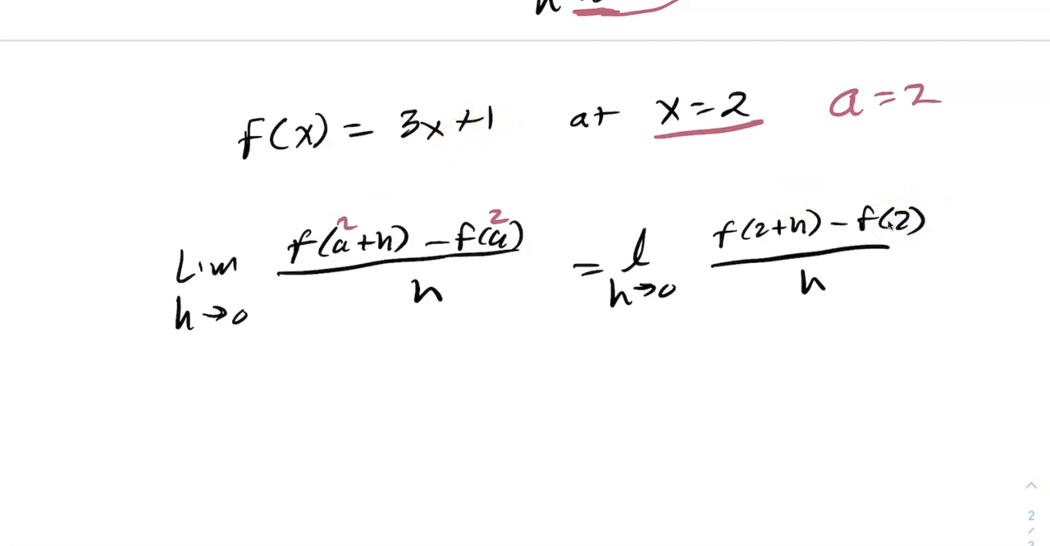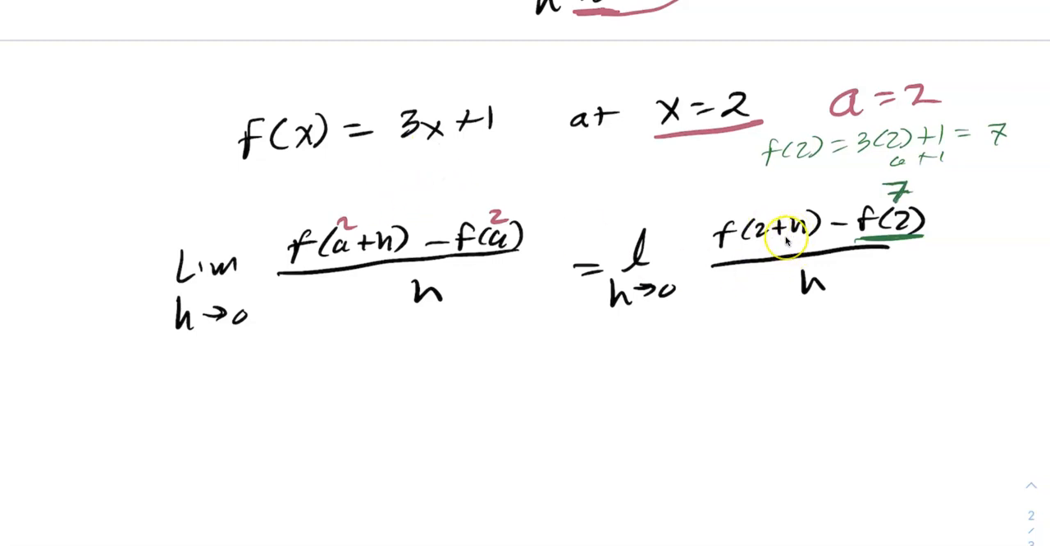So like here, f of 2. Where do I get f of 2 at? Remember, that's just the value of f at 2. I substitute 2 into my equation here. So f of 2 is just going to be 3 times 2 plus 1, which is 6 plus 1, which is 7. So this is just 7.